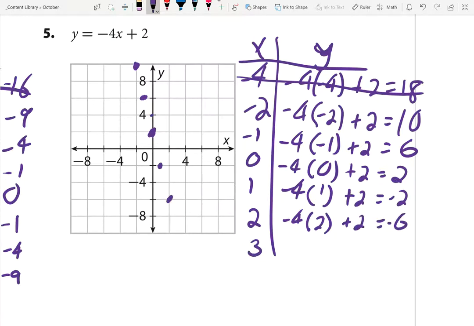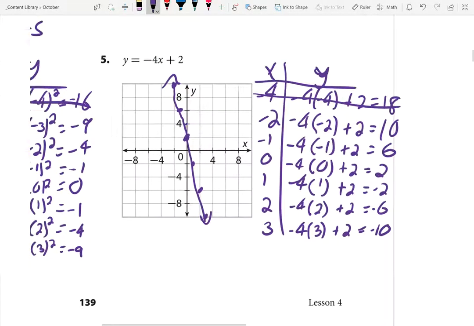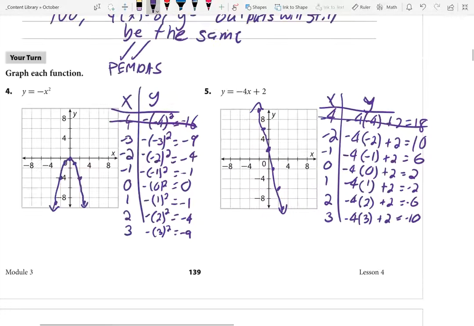And can I fit 3 in? Plug in 3. -4 times 3 is -12. -12 plus 2 is -10. So yeah, that one barely fits. All right, so I've got all the points I can really fit on this graph. So now that I see that the shape is a line, I'm going to connect these all with a line. And hopefully your line looks straighter than mine. And then we can draw the arrows at the end. So hopefully yours is a straight line. Mine should be a straight line.